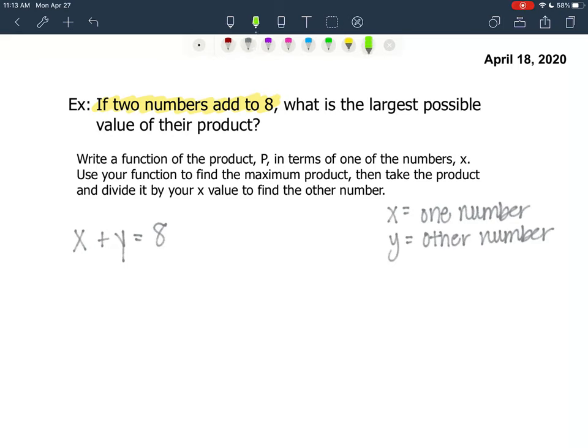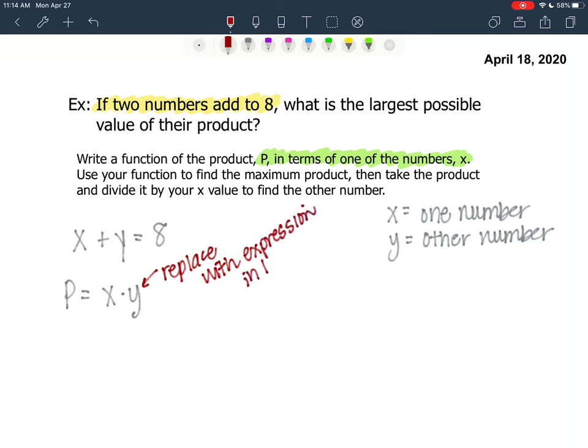We want their product in terms of one of the numbers, and they're going to tell us they want one of those numbers to be the x. So the product is going to equal x times y, but we can't have this y. We need to replace this y. So we need to replace it with an expression in terms of x.